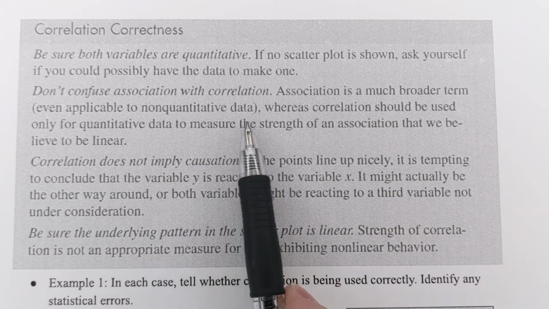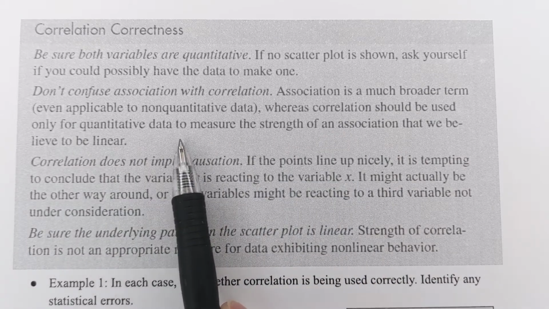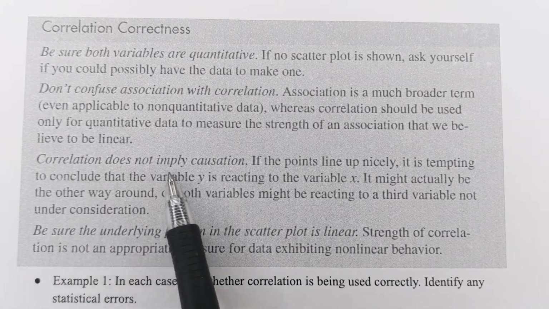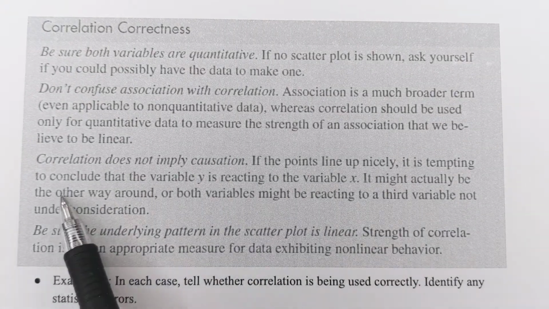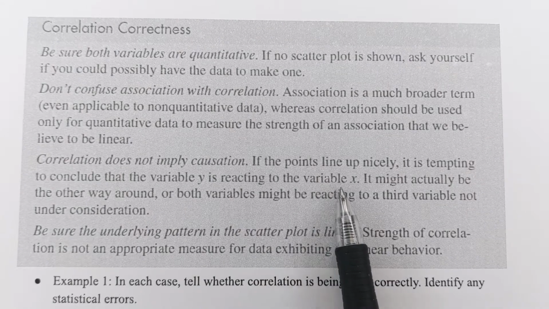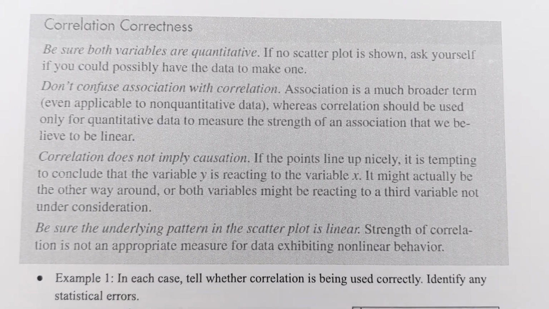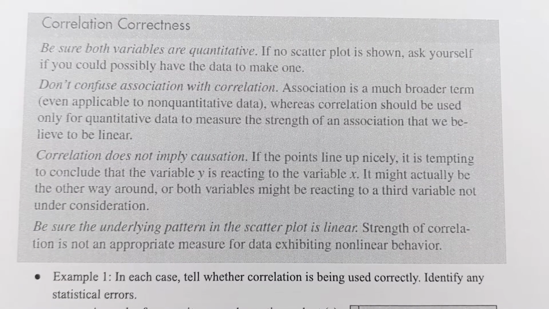Association versus correlation: association is a much broader term, whereas correlation should be used only for quantitative data to measure the strength of an association that we believe to be linear. Correlation does not imply causation. If the points line up nicely, it is tempting to conclude that variable y is reacting to variable x. It might actually be the other way around, or both variables might be reacting to a third variable.